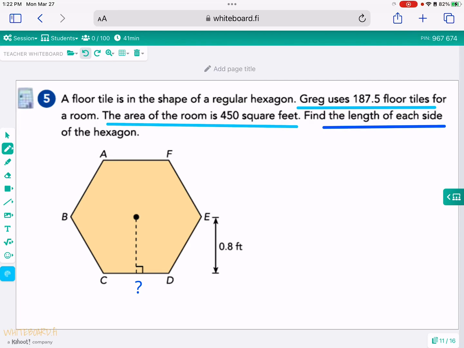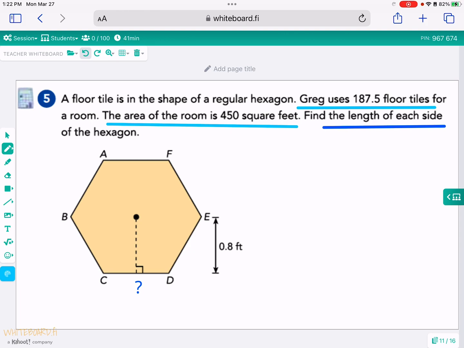Today we're discussing problem number 5 on page 102 of Math in Focus, Course 1, Textbook B. This is the practice for Chapter 10, Lesson 3, number 5. So you see in front of you this yellow hexagon, right? And this is a floor tile.